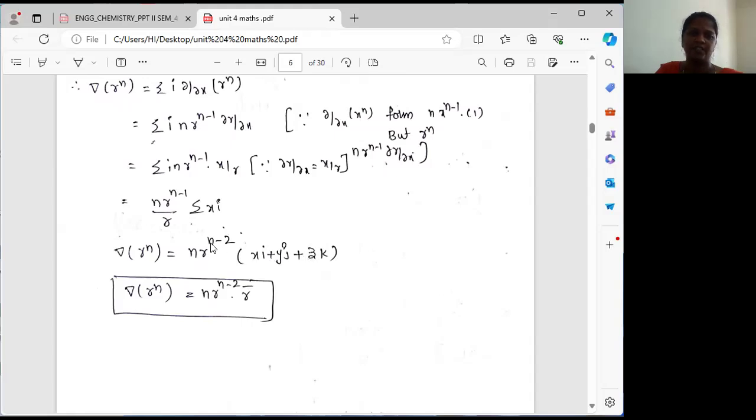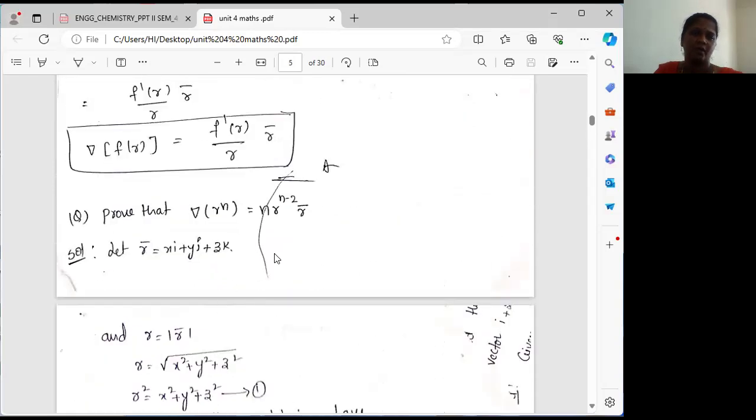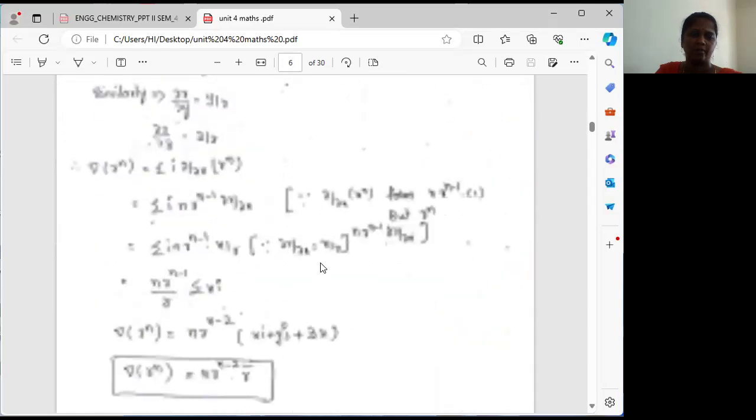Expanding the summation, xi plus yj plus zk. So here r comes to the numerator: r to the power minus 1. Bases are equal, so adding powers, n rⁿ⁻¹⁻¹ gives n rⁿ⁻² into xi plus yj plus zk, which equals r bar. Okay. ∇rⁿ equals n rⁿ⁻² r bar.